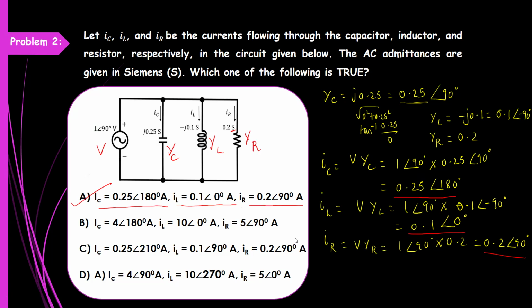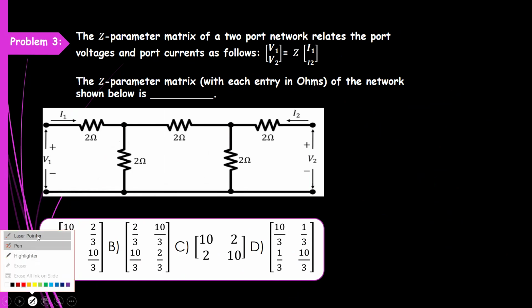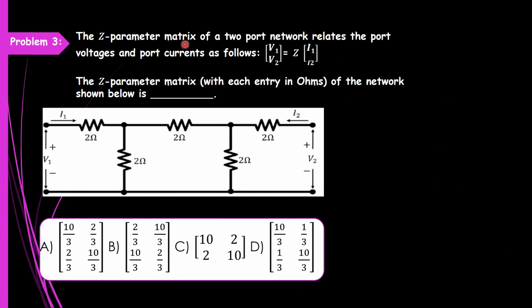Let me move to the next problem. This problem is taken from two-port networks. I have taken this problem from the EC paper. The Z parameter matrix of a two-port network relates the port voltages and port currents as follows. The Z parameter matrix of the network shown below is.